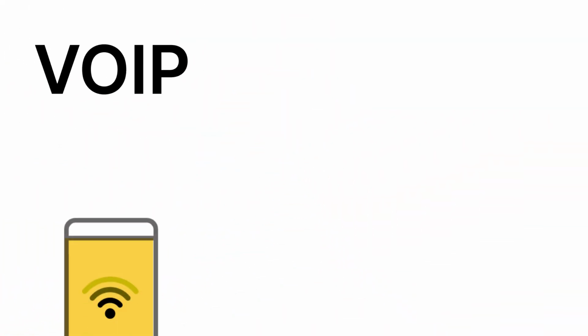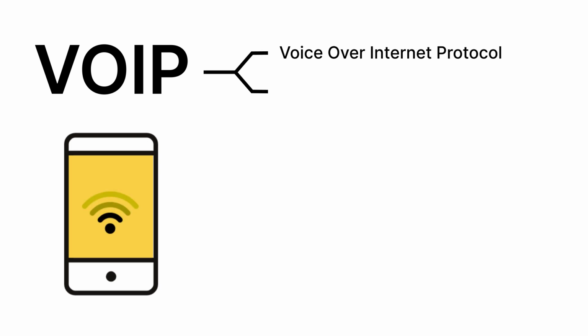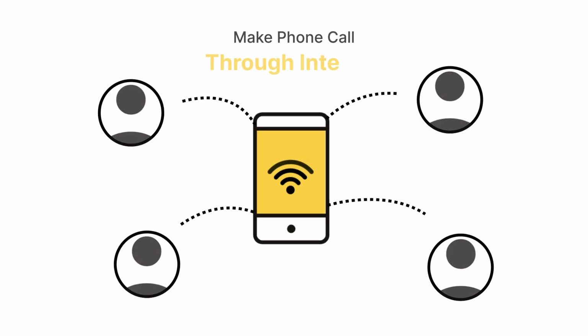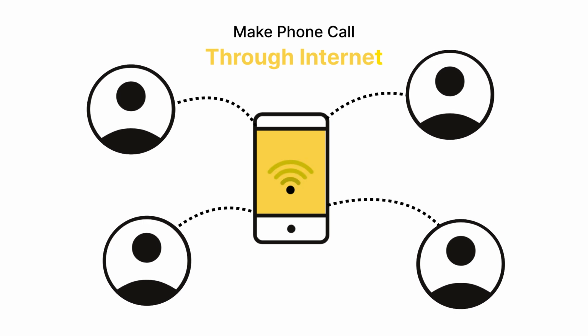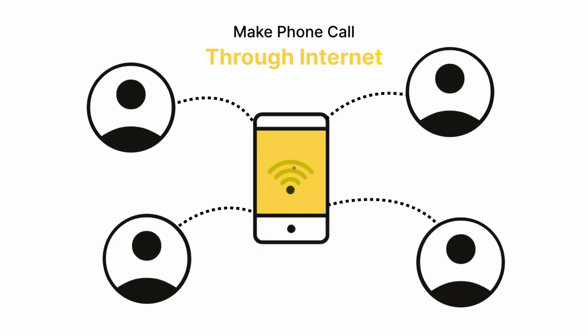Let's start with what is VoIP. To start with, VoIP stands for Voice over Internet Protocol. You may also call it Voice over IP, soft phones, Internet phones, so on and so forth, right? Basically, VoIP is nothing but an Internet phone that allows you to make a phone call through the Internet instead of a traditional landline. Really, it's as simple as that.